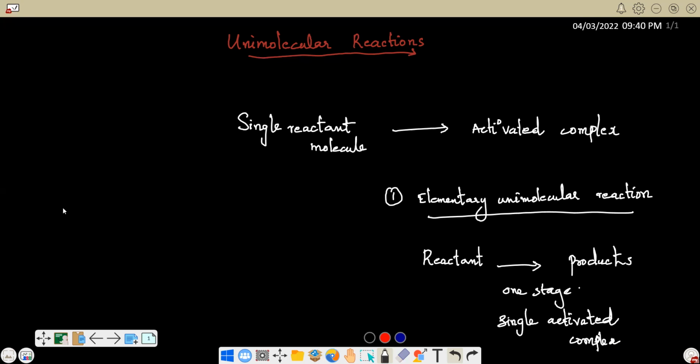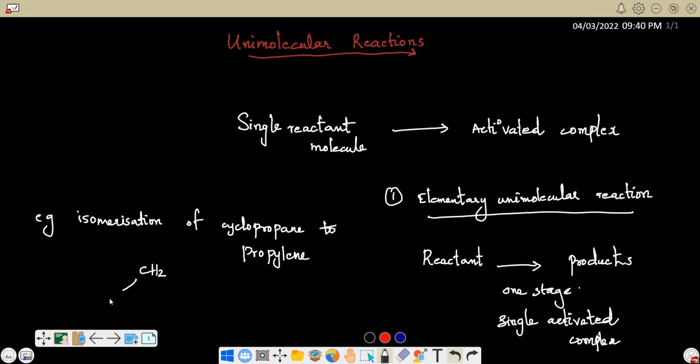We can write an example of this. An example is the isomerization of cyclopropane to propylene. We can write the cyclopropane. So this is cyclopropane. We do isomerization, and as a result of the isomerization, we will be getting propylene.